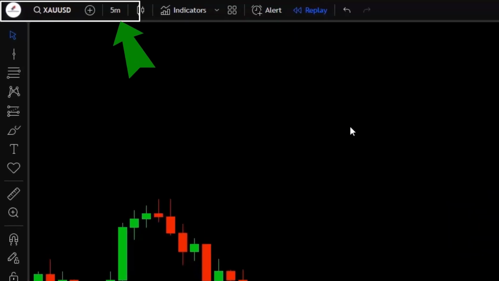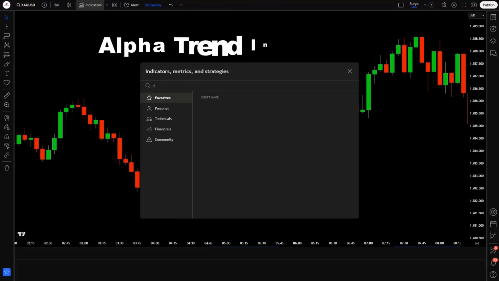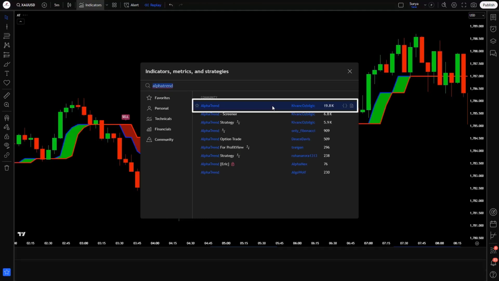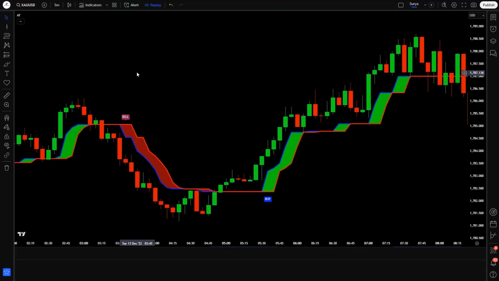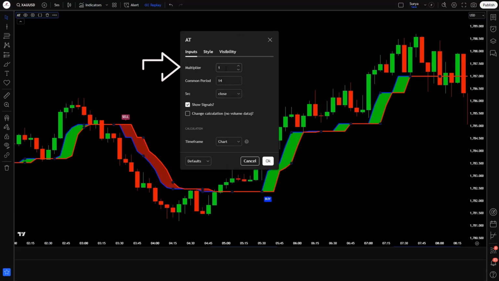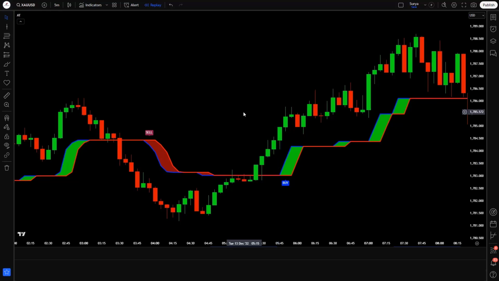We open the gold 5-minute chart. First of all, we click on the search box of TradingView. Here in the search box, search for Alpha Trend. Add this indicator to the chart. Now click on the settings icon of the Alpha Trend indicator. In multiplier, replace 1 with 2. In common period, replace 14 with 13. Click OK. Now let us add another indicator to the chart, so that this strategy is more profitable.